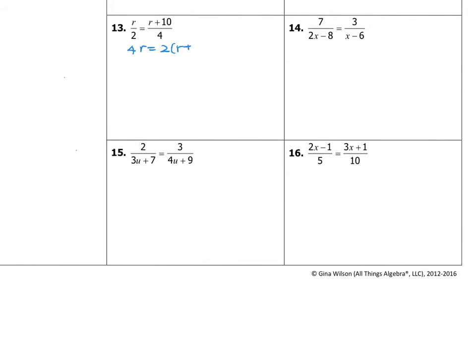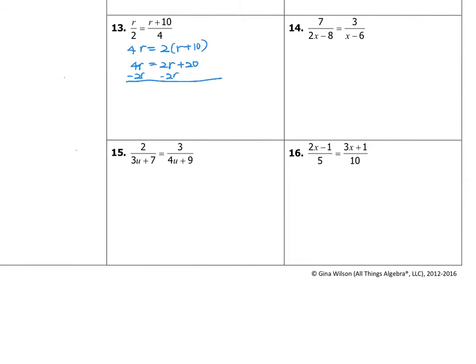Okay, r plus 10. So here we go. I just cross multiplied, right? And now the next thing I need to do is distribute. 2 times 10 is 20. Now I begin to, here's a common mistake. I'm going to skip this.